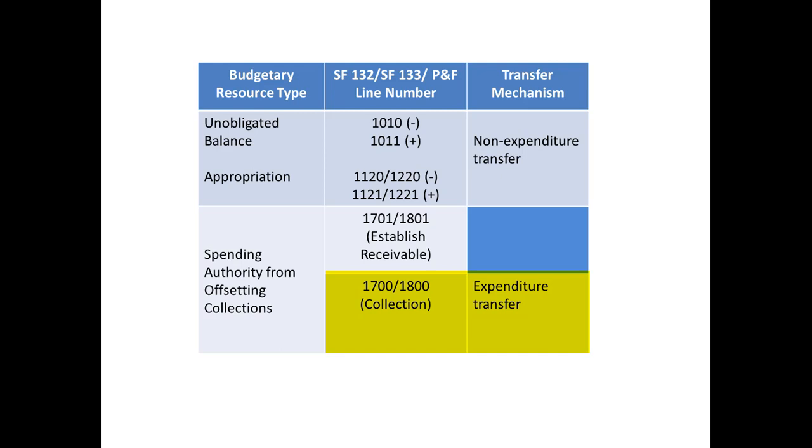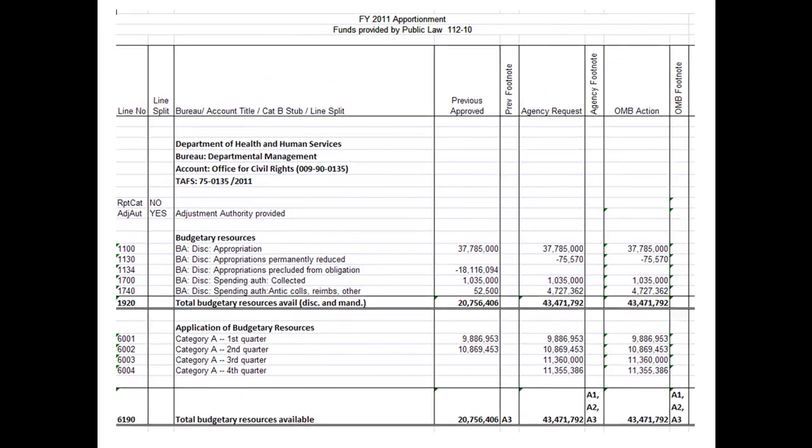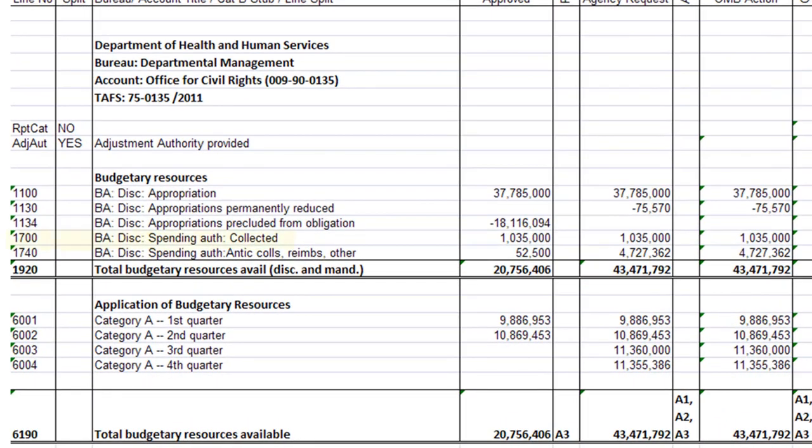Let's take a look at an example to see how these lines work in a real situation. Here's an apportionment for the Office for Civil Rights. Note that the total discretionary spending authority from offsetting collections is a little over $1 million on line 1700, plus $4.7 million on line 1740, for a total of roughly $5.7 million.